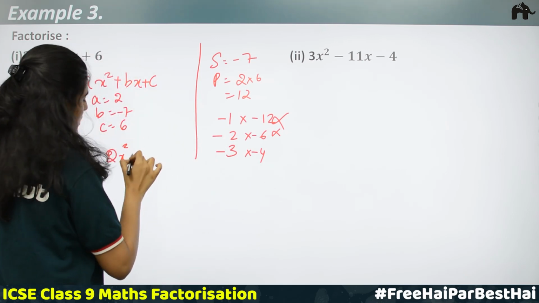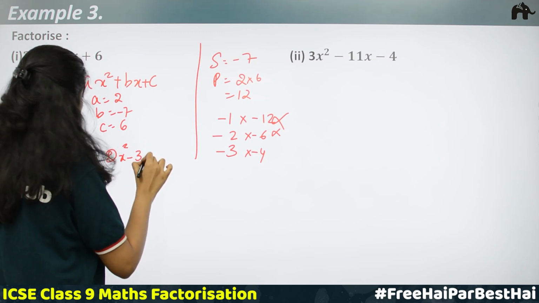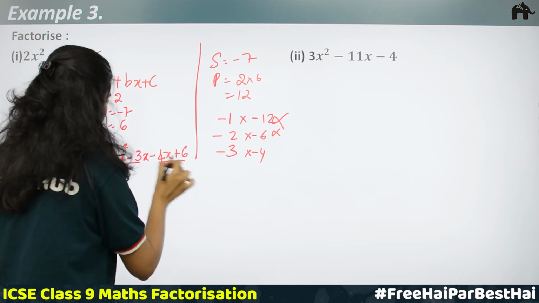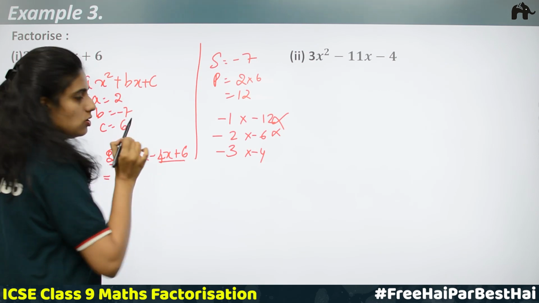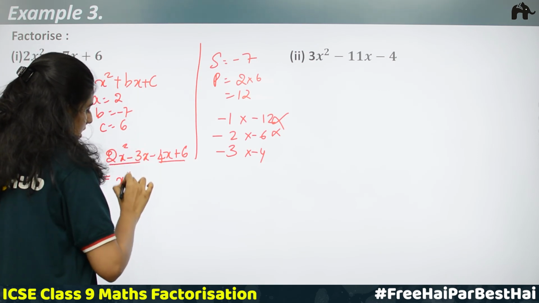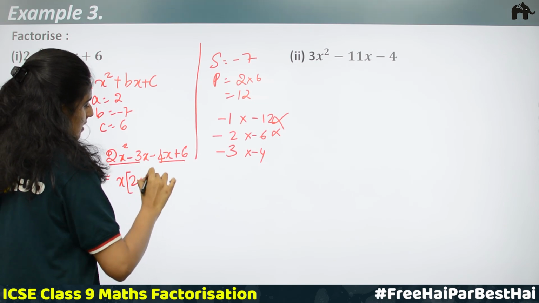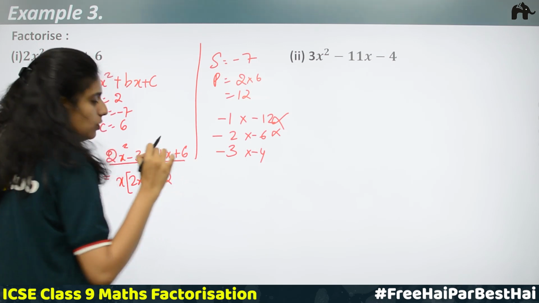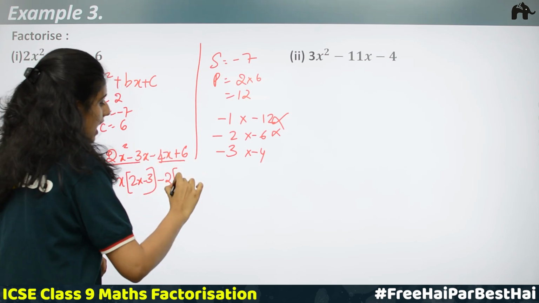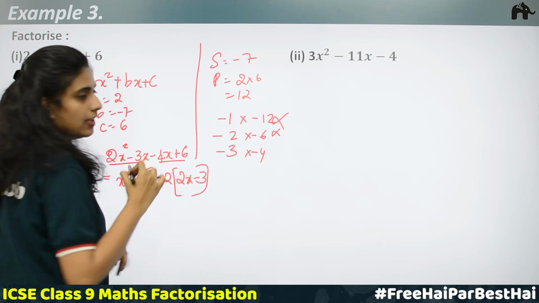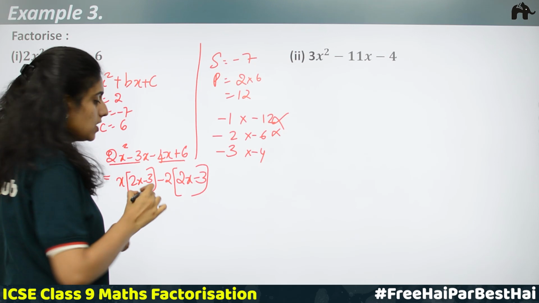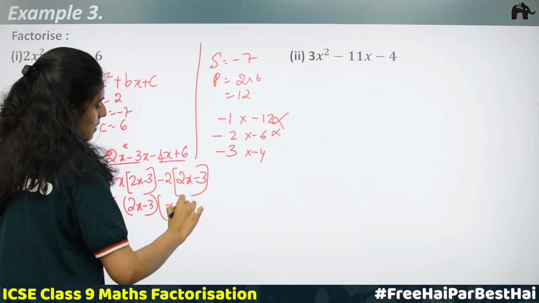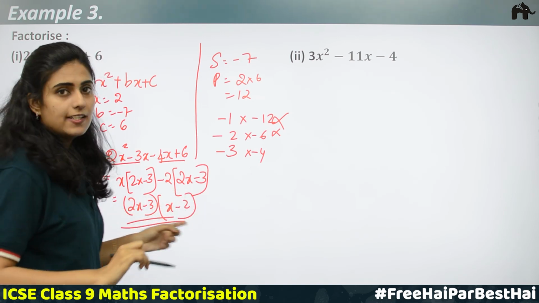2x square minus 3x minus 4x plus 6. Okay. On grouping, you will be getting: here in this group, you can see x is common, taking out x, remaining 2x minus 3. Okay, here what is common? You can see that minus 2 is common. So, when taking out minus 2, you will be having 2x minus 3. Now, 2x minus 3 is there in both the terms. So, taking out 2x minus 3, remaining here you have x and this is minus 2. Okay, 2x minus 3 into x minus 2.